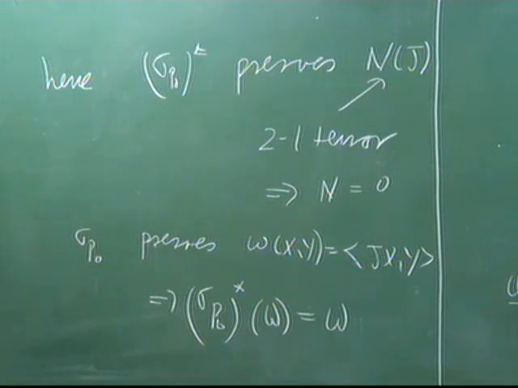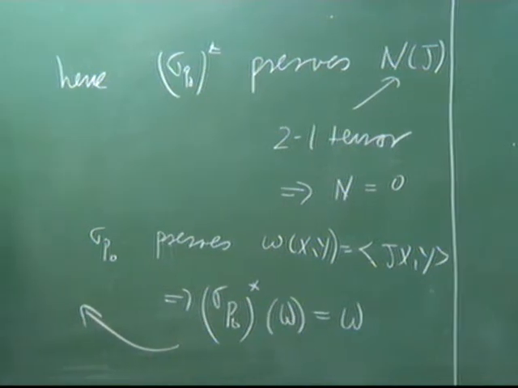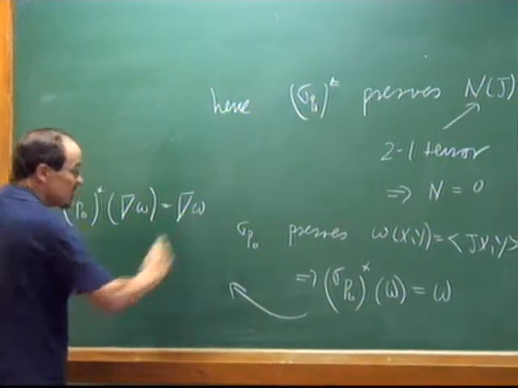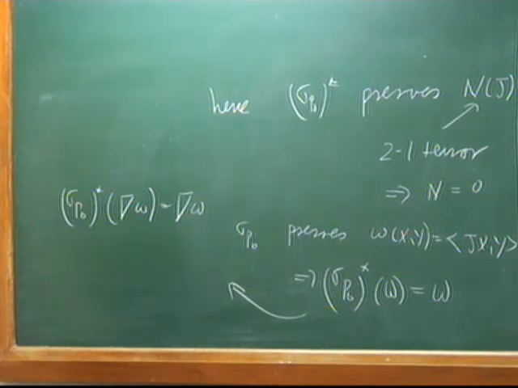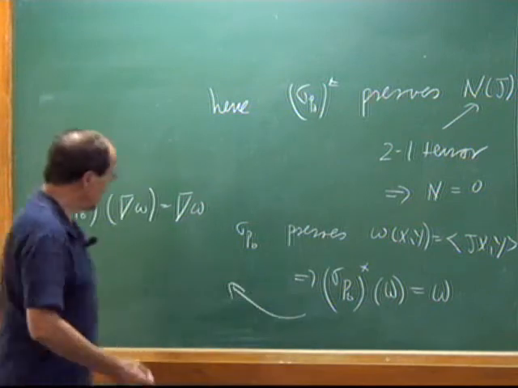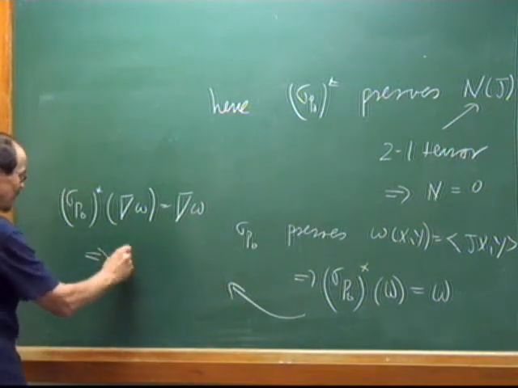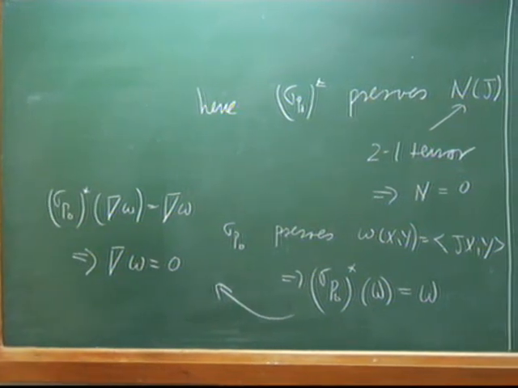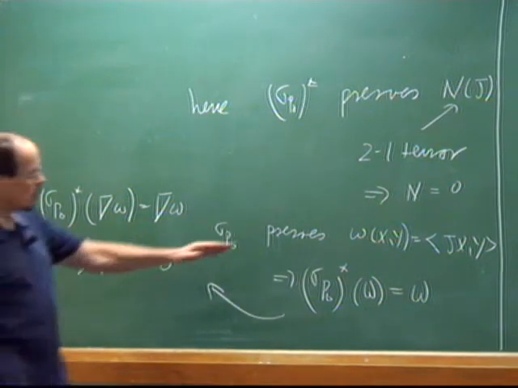But there's another tensor of odd order associated to omega: its co-derivative. This implies that sigma P naught star also preserves omega. Of course, it's an isometry, so it preserves the Levi-Civita connection, and therefore also the co-derivative of my invariant form. And now this has odd order, so a tensor invariant under the symmetry must vanish. Okay, so I wouldn't have to go over the co-derivative tensor.